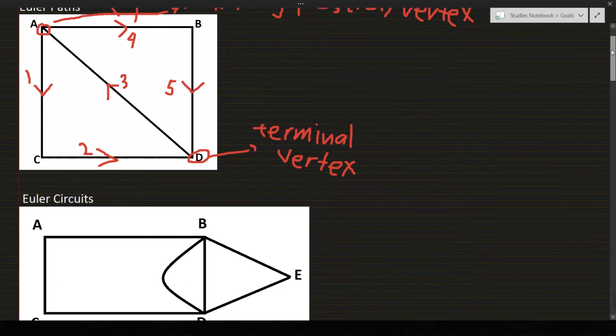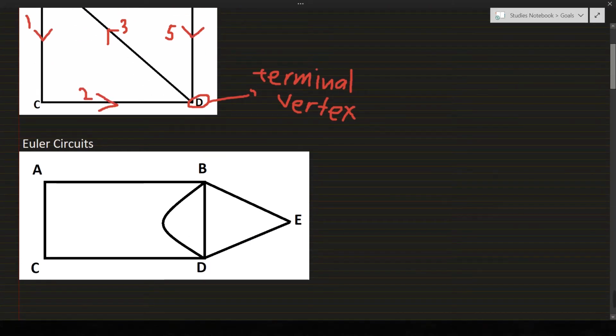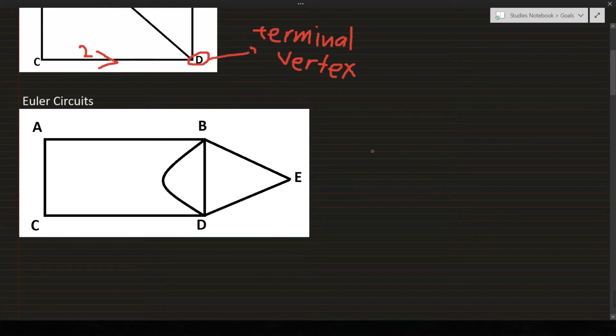So an example of an Euler circuit is like this. How do we prove if it is an Euler circuit or not? For example, we're going to start here. This is our starting position or starting vertex. I just name it start.